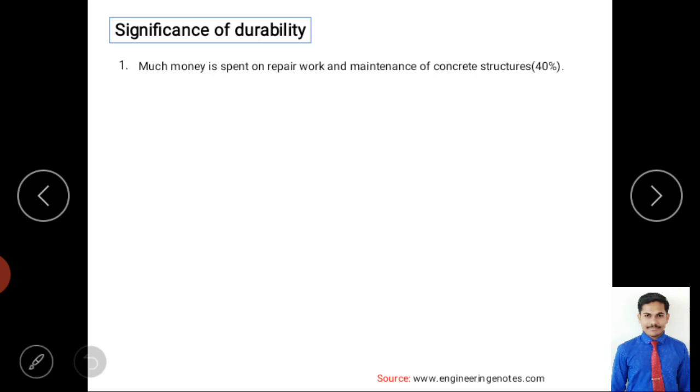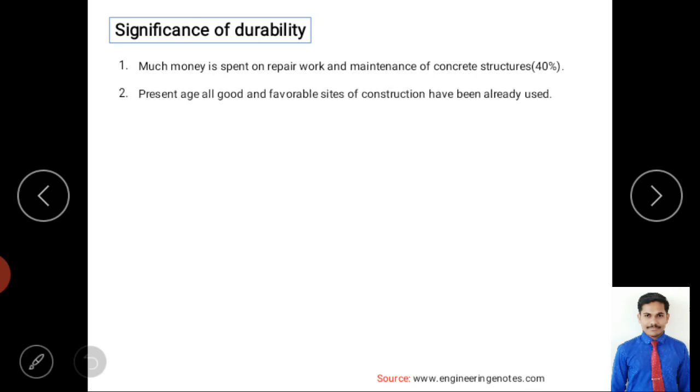So why repair works? Because the structure is not in a good condition. So you can reduce that 40% of investment of the total structure cost by maintaining proper durability, right? So the main intention is to reduce the cost requirement, and the same cost you can invest in other places, right?